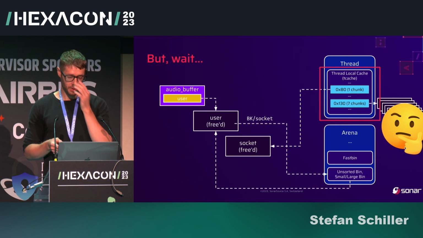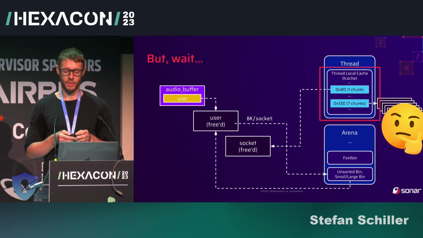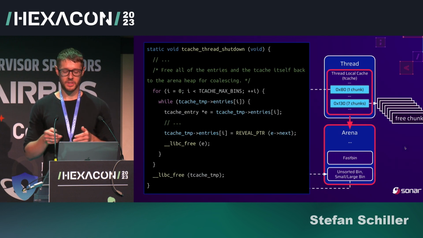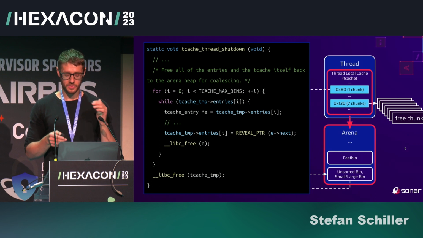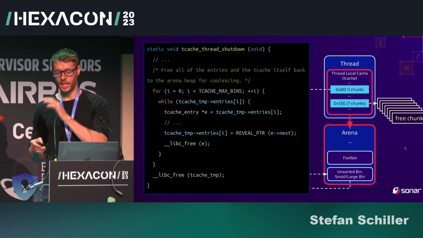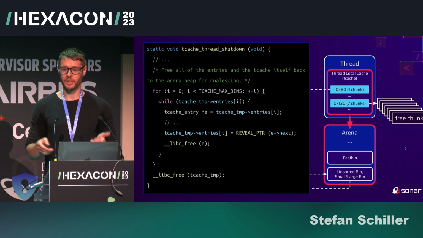But then I was wondering, since the thread terminates, what's actually happening to its tcache data structure? And the answer to this can be found in the glibc source code. When a thread is terminated, the function tcache_thread_shutdown is executed. This function frees all chunks in the tcache and the tcache data structure itself back to its arena. And this is done sequentially.